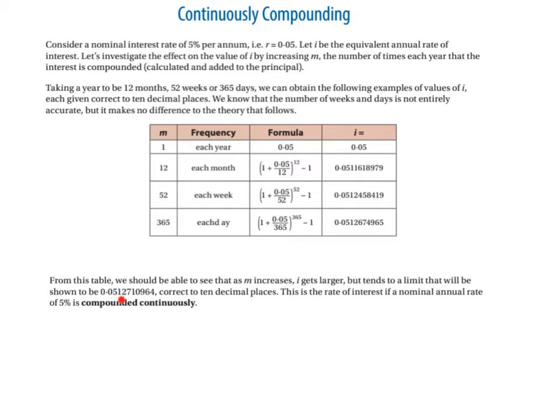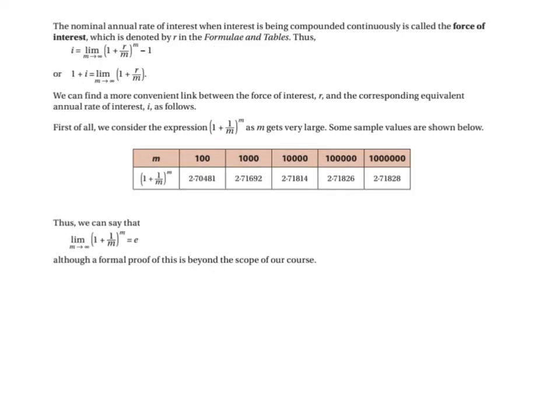It's going to be 0.05127109664, correct to 10 decimal places. Okay, so this is the rate of interest if a nominal annual rate of 5% is compounded continuously. And what we mean by compounded continuously is just like every second, every millisecond, that we are adding on more and more M. So M is going to get bigger. M is basically heading towards infinity. Okay, so as M heads towards infinity, this is going to go to a limit of 0.05127, etc.